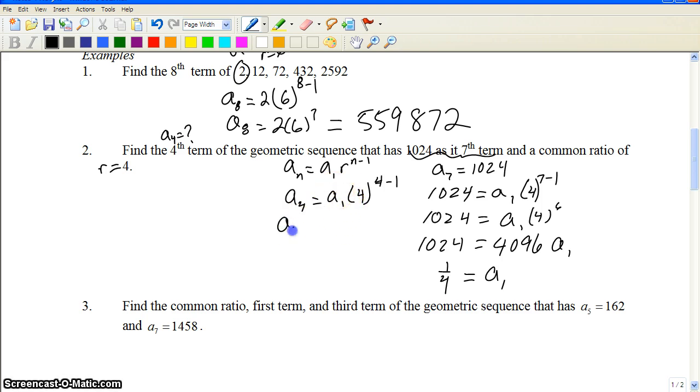Then you take that, and now we've solved for that variable, and we're in good shape. So a sub 4 equals 1/4 times 4 to the third power. 4 minus 1 is 3. Now here's another issue that you might run into. You might do 1/4 times 4 because you think you're supposed to multiply those together right now. But you would be ruining the whole order of operations. So don't do that. Follow the order of operations when you're doing these problems. This would wind up being 4 to the second, which is 16.